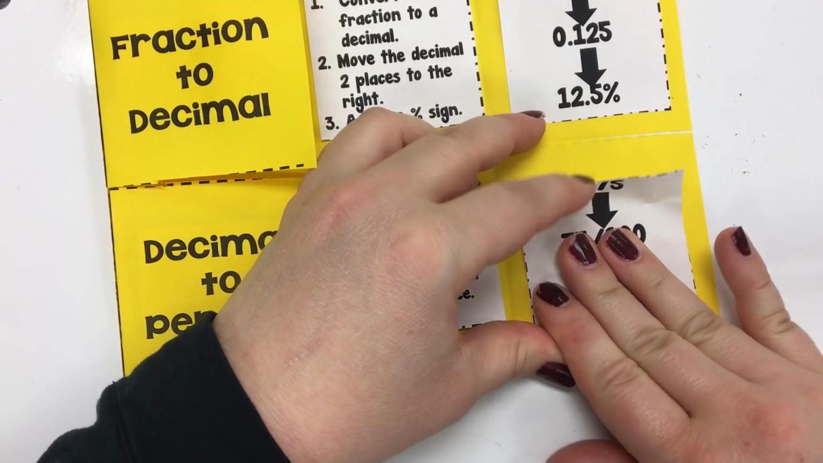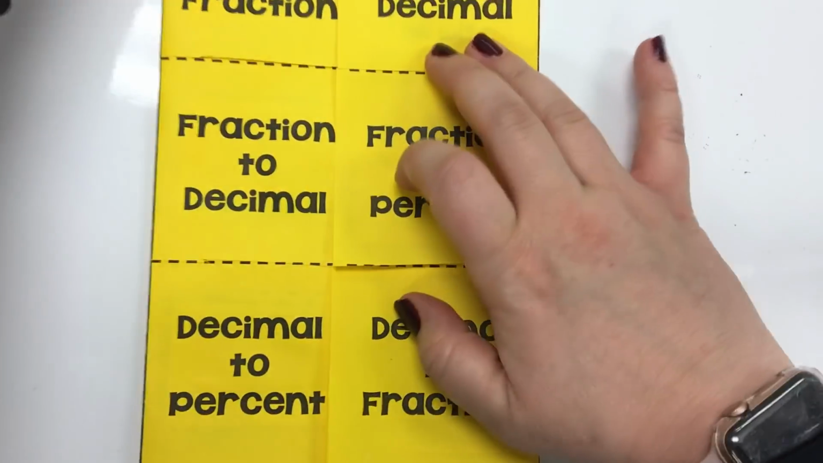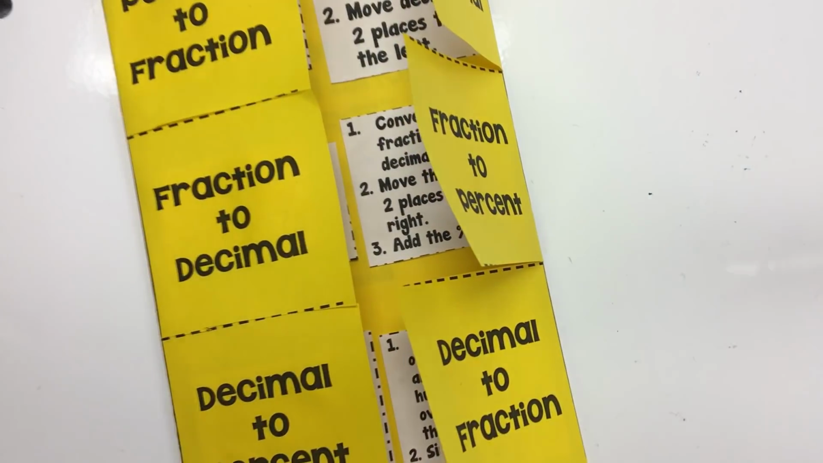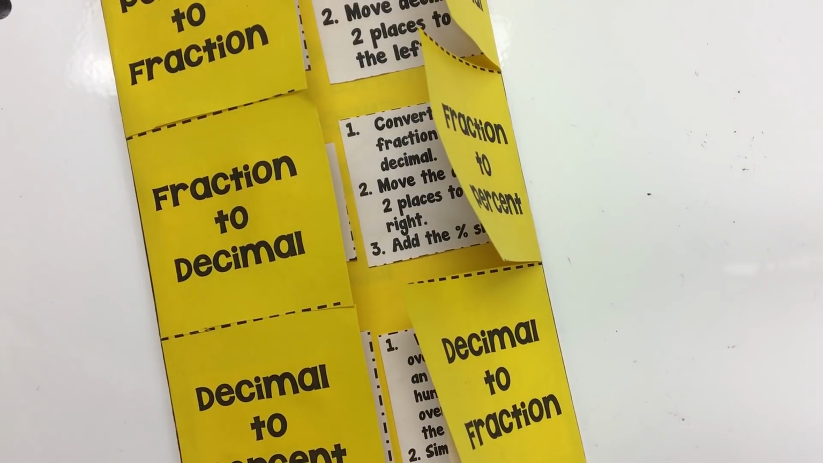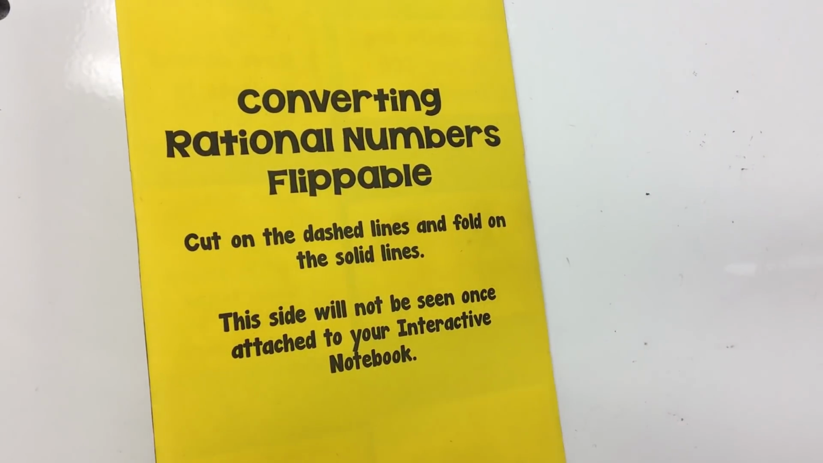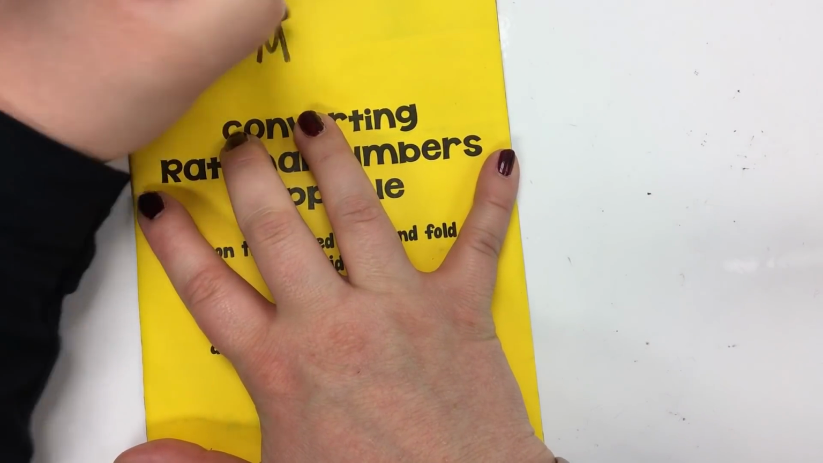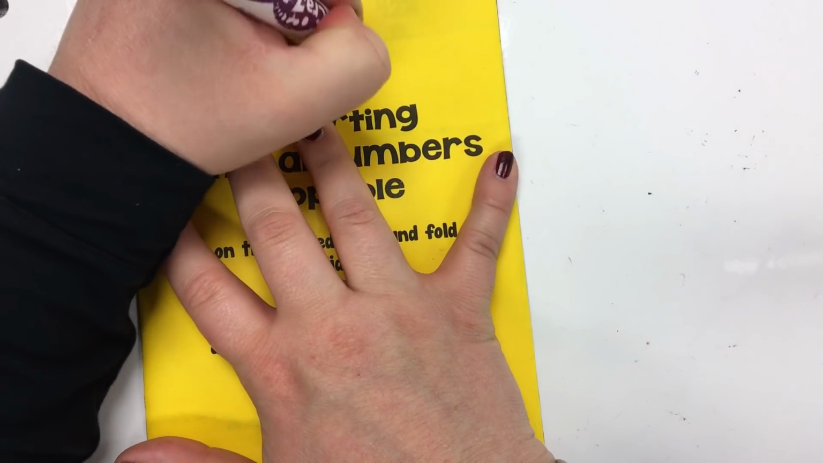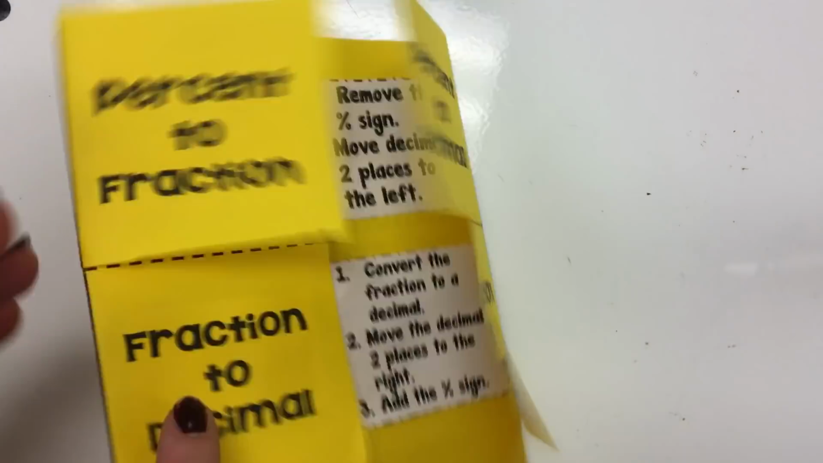Now again, this is a foldable that you're going to want to keep for the remainder of the year. So it's very important that we're able to tell whose is whose. I would recommend putting your name on your foldable right here on the back in big letters. So I would put my name, just so that we make sure that we don't lose it.